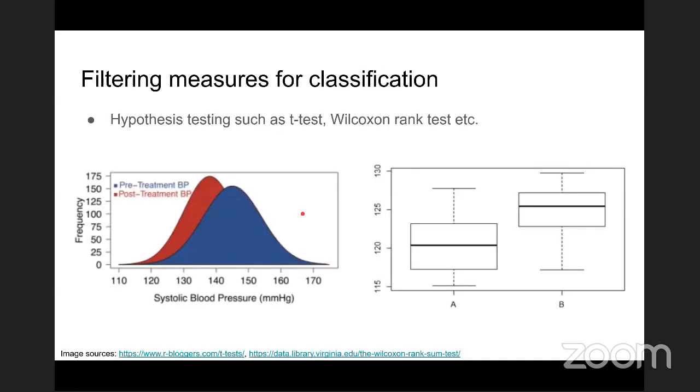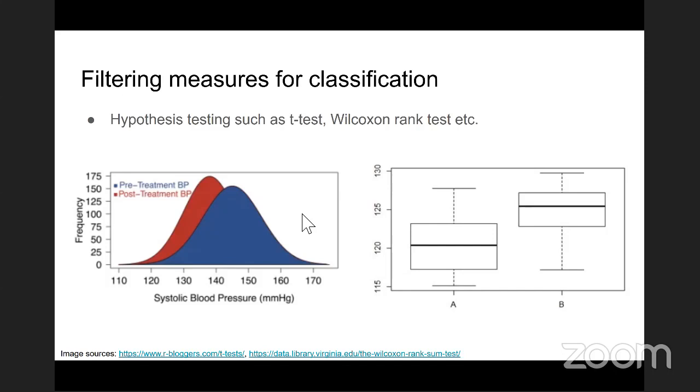And if you're doing classification, you have already looked at hypothesis testing, right? So you want to see for which features the means are sufficiently far apart compared to their variances. So which is the t-test, or the ranking of the two different classes is different.